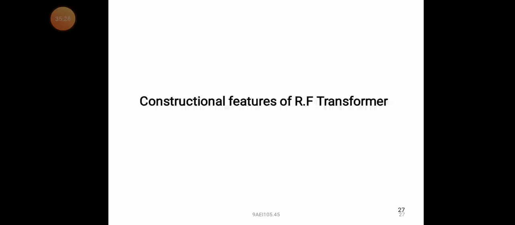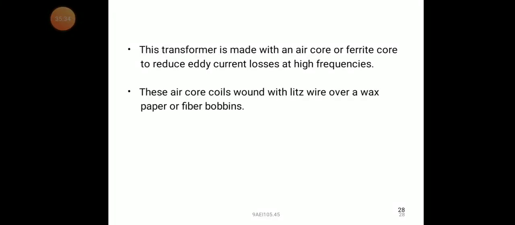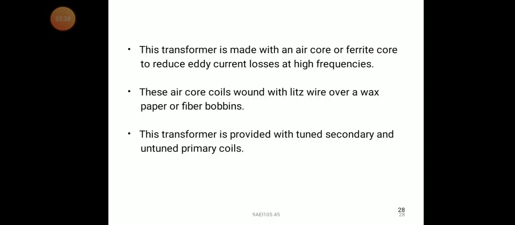Now we discuss the constructional features of the radio frequency transformer. This transformer is made with an air core or ferrite core to reduce the eddy current losses at high frequencies. The air core or ferrite core is used for radio frequency amplifiers. So the air core and ferrite core are used to reduce the eddy current losses at high frequencies.